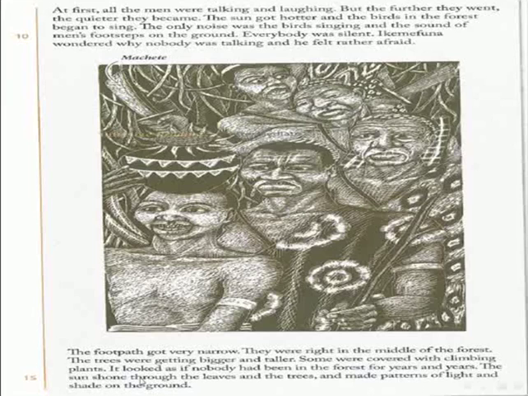The sun shone through the leaves and the trees, and made patterns of light and shade on the ground. All right. Let's go to the next page to continue the text.